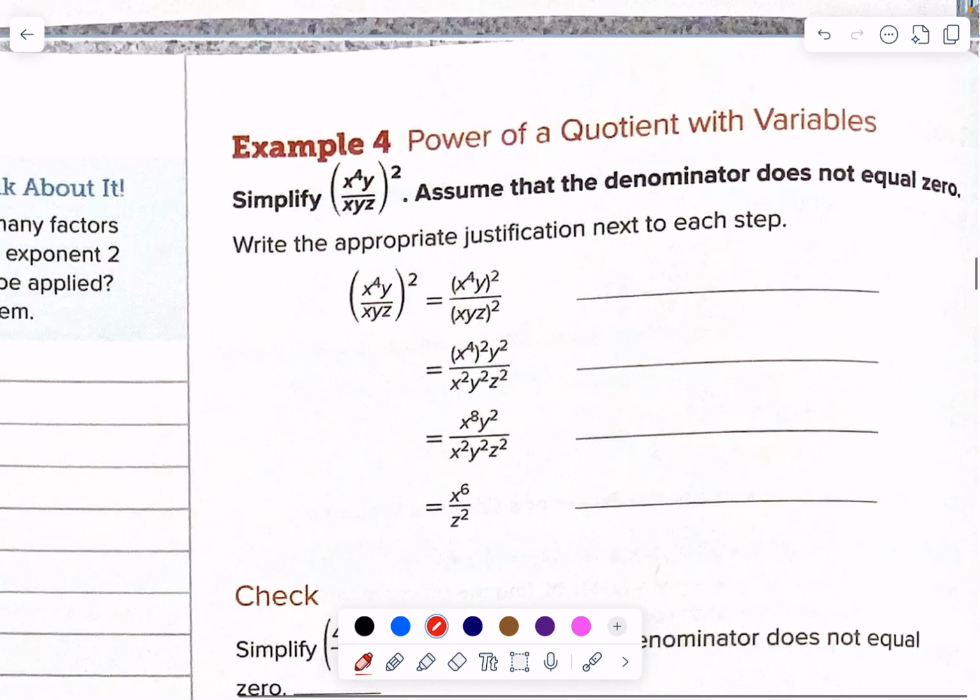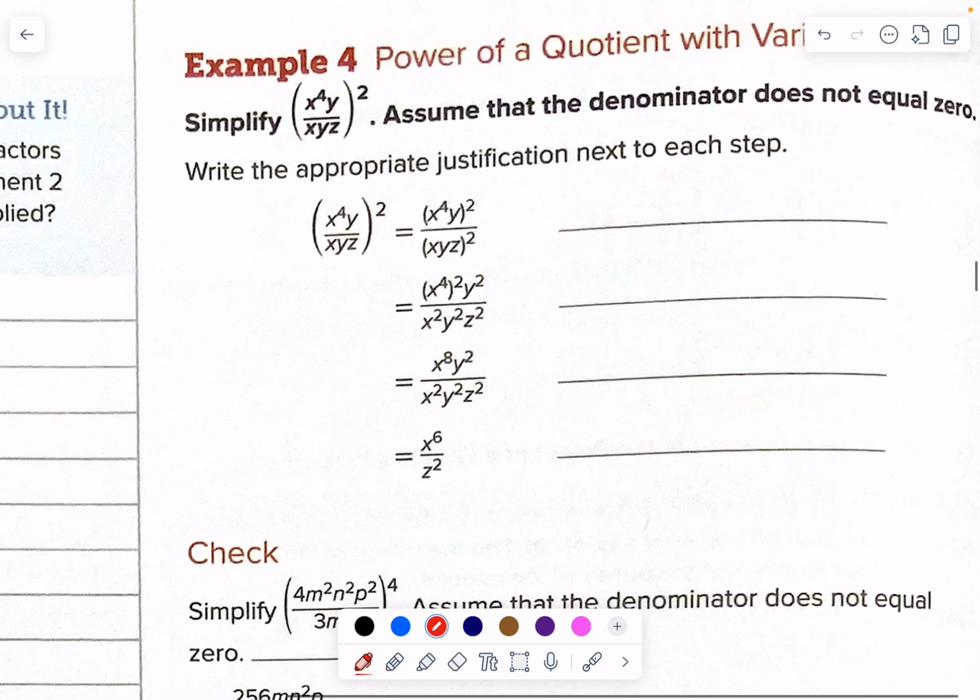Example 4, you'll notice that they chose to take the powers first and then do simplification. So the top of the fraction has both x's and y's as well as the bottom. What I would choose to do is simplify first before I take the exponent. So this in parentheses is squared, but we know according to order of operations, we can do the parentheses first. So if I was going to do this problem, I would do the simplifying first and then square it.